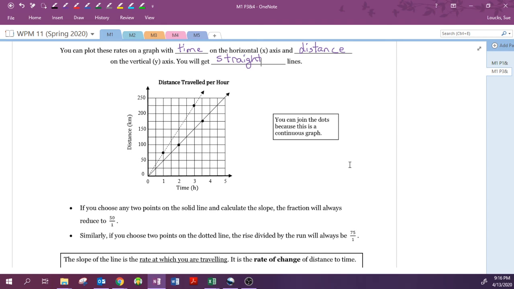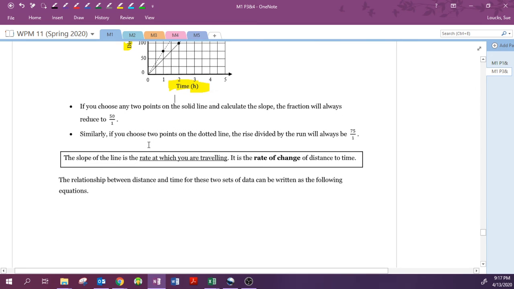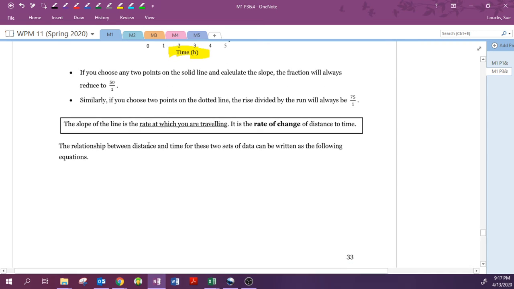And the slope of this line is the rate at which you are traveling. It is the rate of change of distance relative to time, which conveniently is the two things that we've labeled the axis with. It's distance, rise over run, distance over time. The relationship between distance and time for these two data sets can be written using these two equations, for the two graphs that are there.